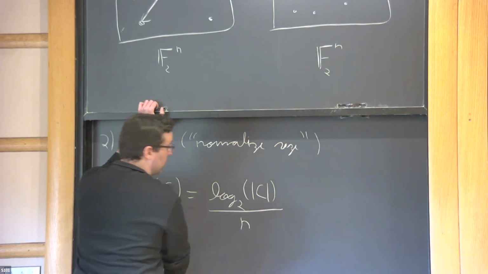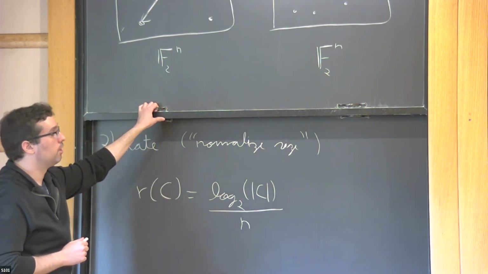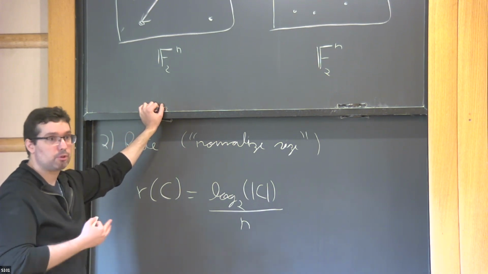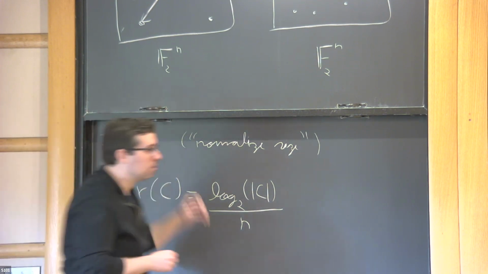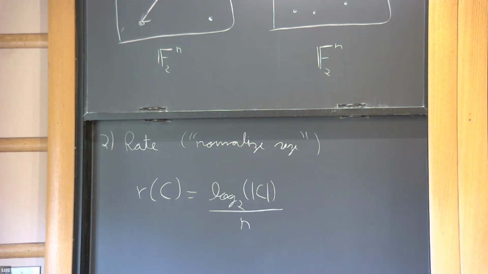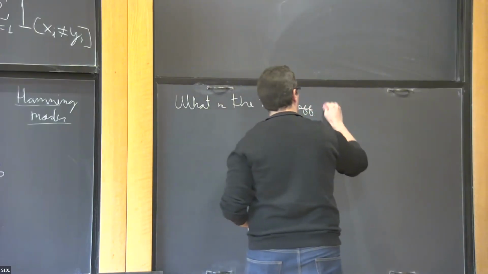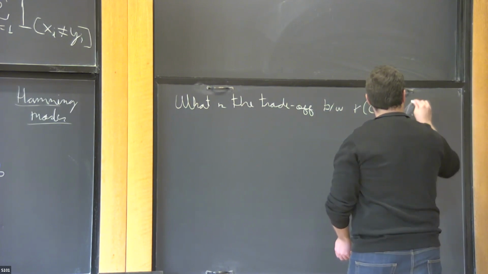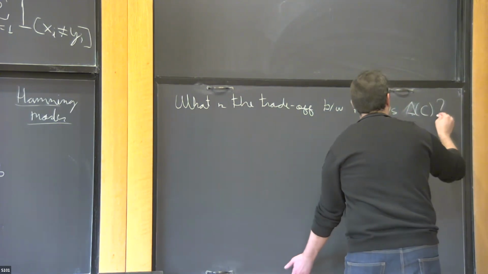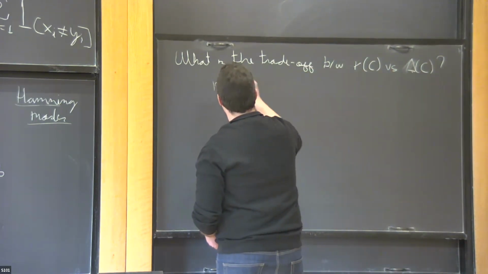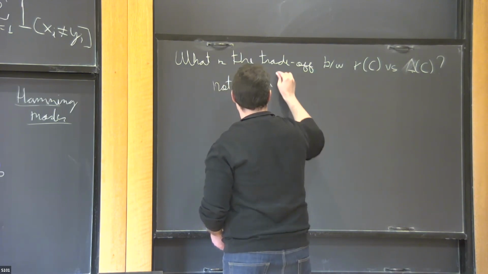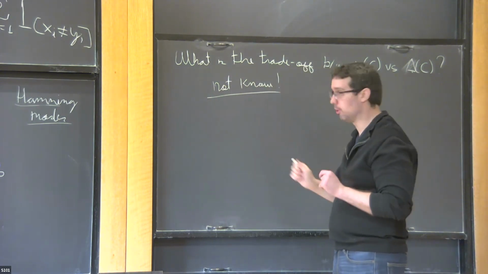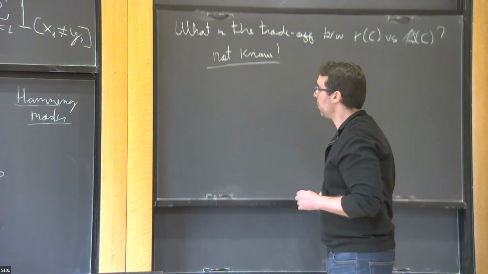And we would like to understand the best trade-off between rate and distance, between size and distance, as we said before. And surprisingly, the exact trade-off is not known. And this is an important question in combinatorial coding theory. So if we ask what's the best trade-off between the rate of the code versus the distance of the code, this is not known exactly, which is very surprising. But a few things we do know in this regime, and that's something that we would like to cover here.